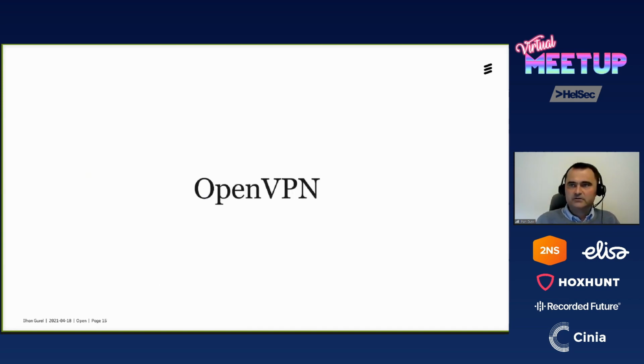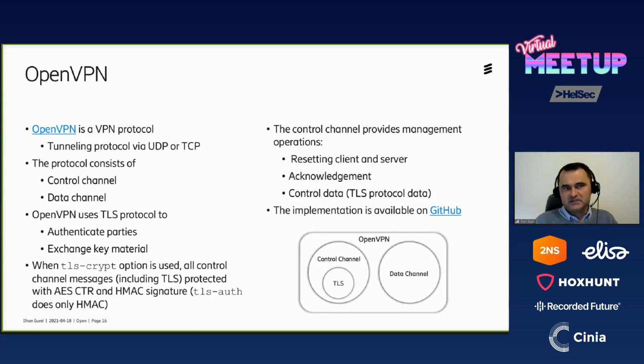All right, so that concludes my part about TLS and DTLS. Now I would like to tell you a little bit more about VPN protocols, starting with OpenVPN. OpenVPN is a VPN protocol, as you all know. I'm sure many of you have been using it. It's a tunneling protocol, meaning that all those packets will be tunneled through UDP. You can also potentially use TCP as well.